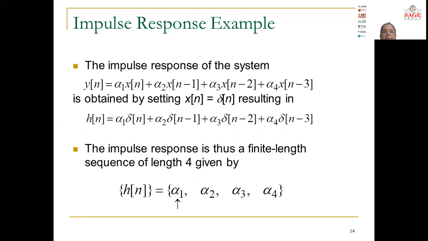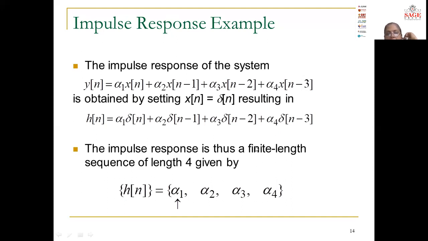Now, some examples of impulse responses. The impulse response of the system we have taken as y[n] equals alpha when the impulse is located at 0, and then we have shifted the impulse to n equals 1, n equals 2, n equals 3. So what we have done is, for the various inputs at different regular instants of time, we multiply with its impulse, and we shift the impulse to that location.